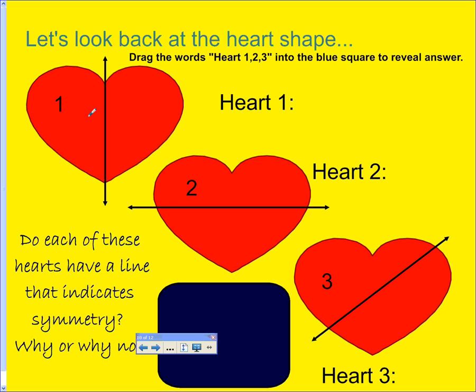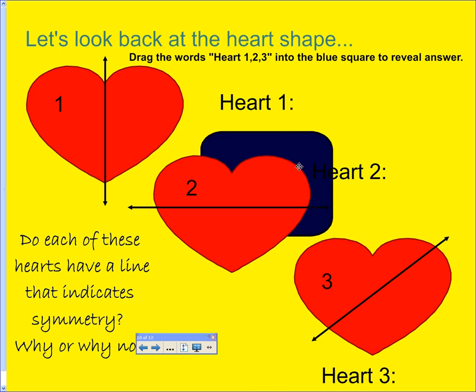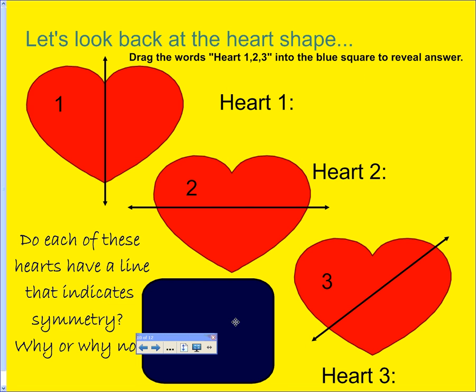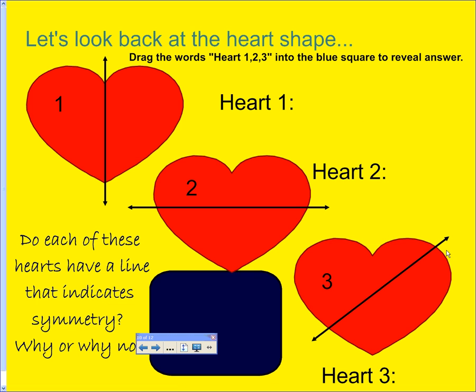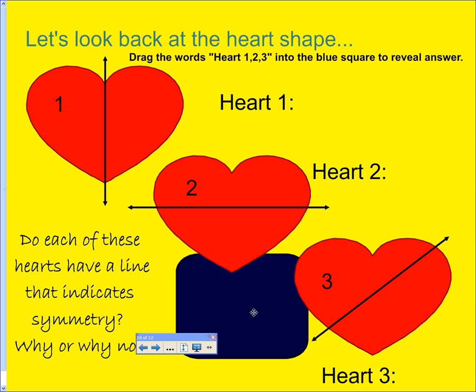So let's take a look at the heart. On this first example of the heart, is that a line of symmetry? Yes. The second one, is that a line of symmetry? Is the top the same as the bottom? No. The third one, is there a diagonal line of symmetry? No.